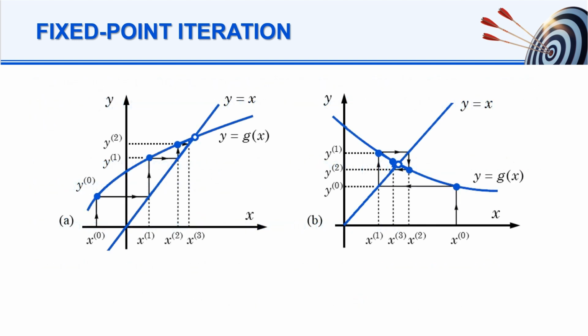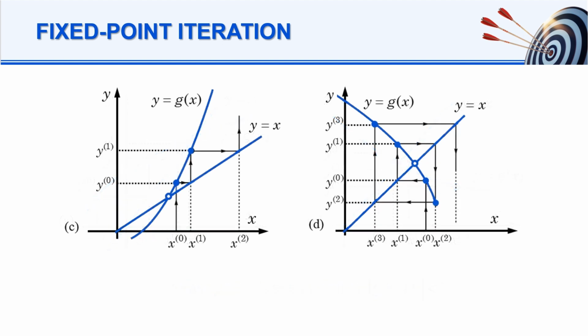The following figures depict two converging cases. Fixed point iteration method convergence is assured if the absolute value of g'(xp) is less than 1. The following figures depict two diverging cases. The fixed point iteration for illustrated cases diverges because the absolute value of g'(xp) is greater than 1.